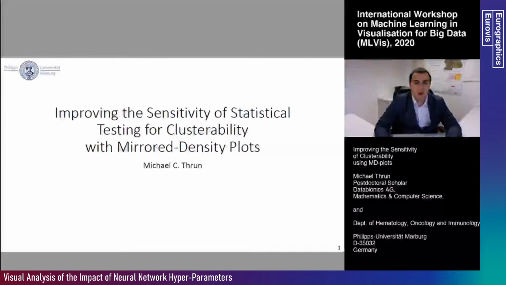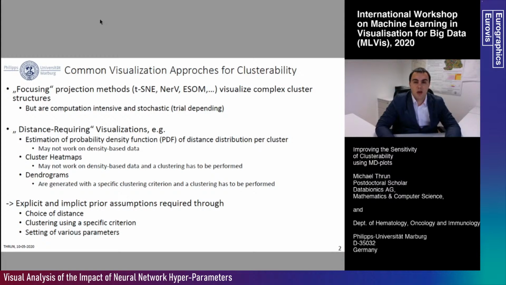Welcome to my presentation about improving the sensitivity of statistical testing for clusterability with mirrored density plots. Conventional approaches in this topic either focus on projection methods like t-SNE, NeRV or ESOM, or so-called distance-based visualizations, for example cluster heat maps, dendrograms, or the estimation of the so-called probability density function of intercluster distances.